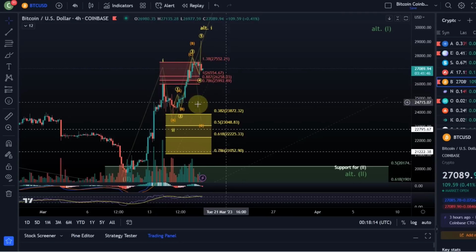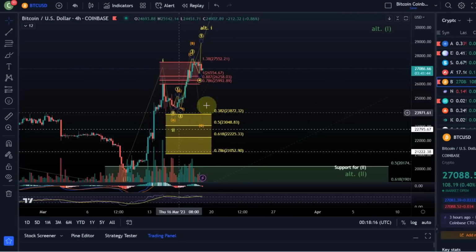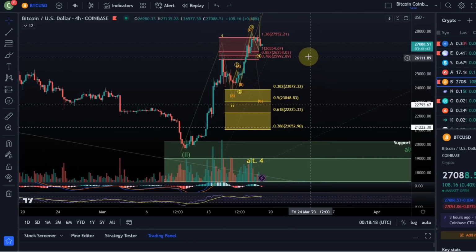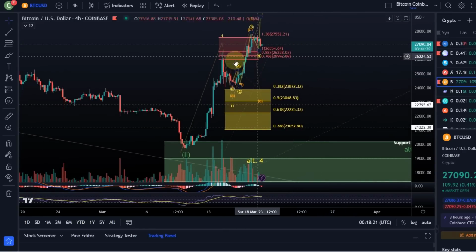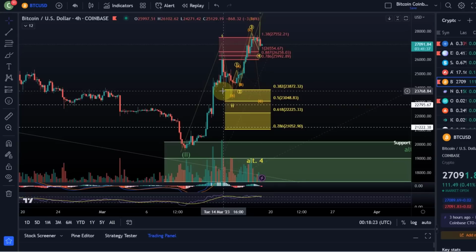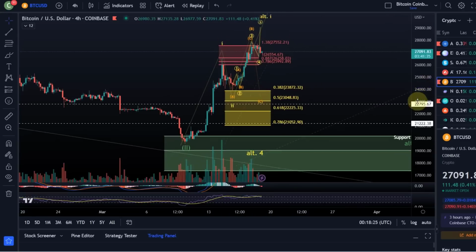Yeah, the setup was here. Bitcoin missed this one by $50, but all the other coins I'm looking at reached their support area. So we had lots of setups this week that all worked out.